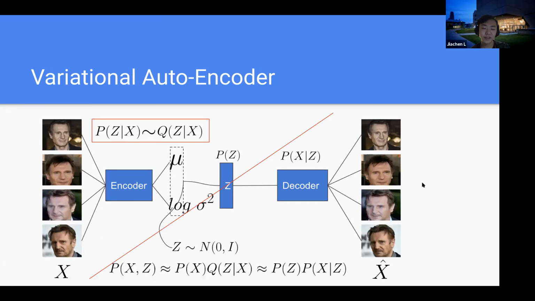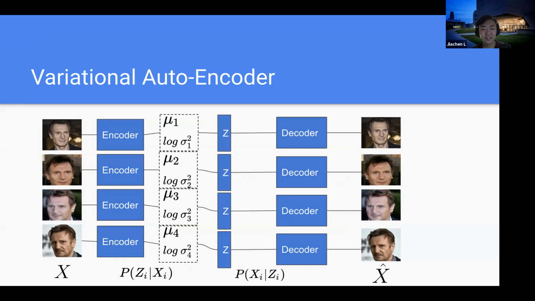Let's look at this figure here. We generate a mean and a covariance matrix of Q(z|x). So this is Q(z|x). Actually, this figure is incorrect. Why? Let's look at this. It should be something like this.